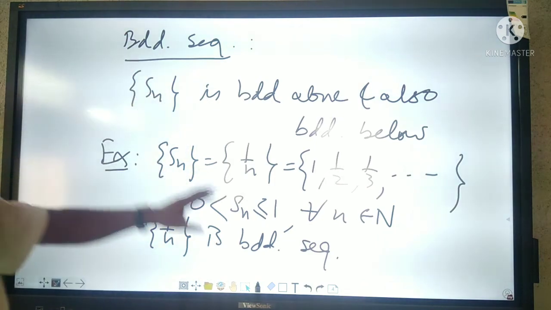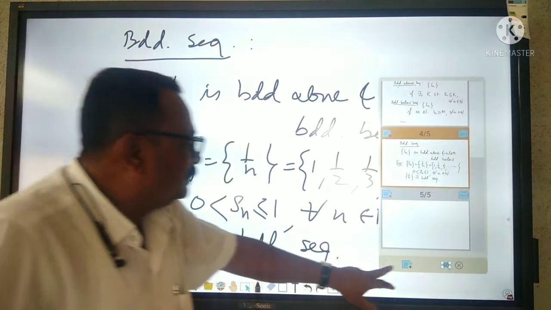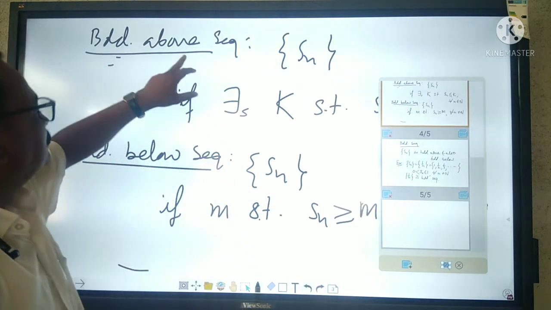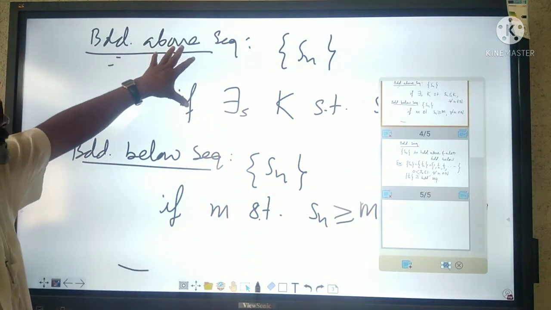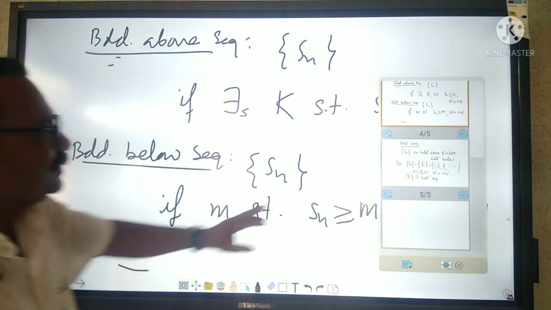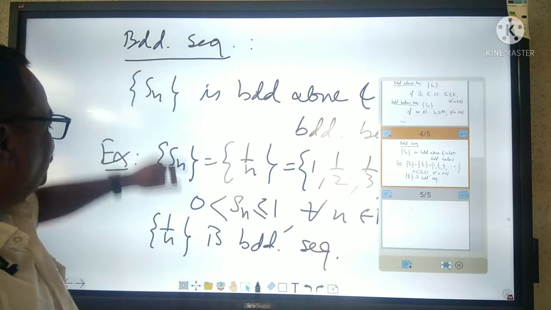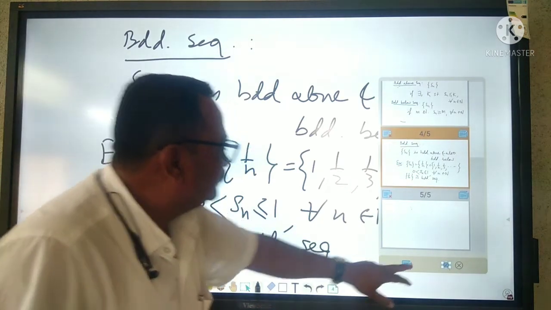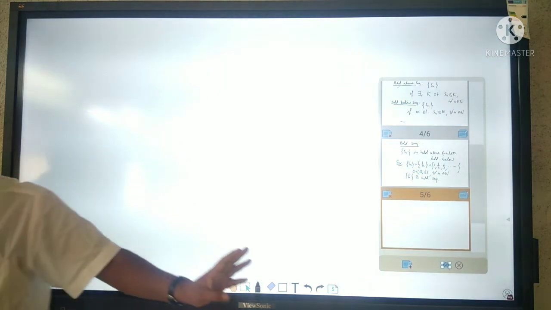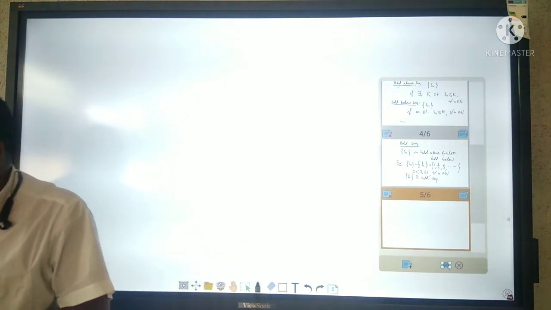What is meant by a bounded sequence? Once again, a sequence is said to be a bounded sequence, bounded above, bounded below. Here is the example. So we take the next point now. These are the bounded below, bounded above and bounded sequences.